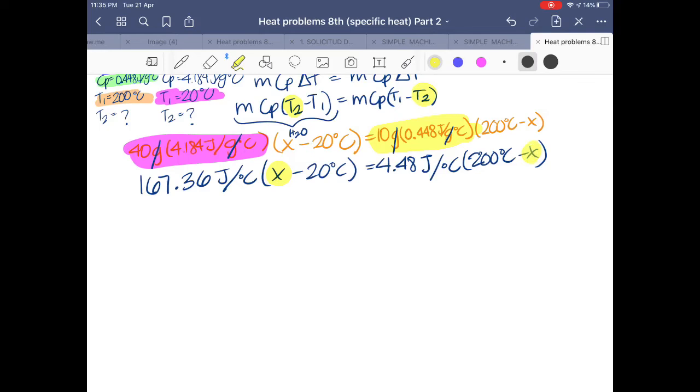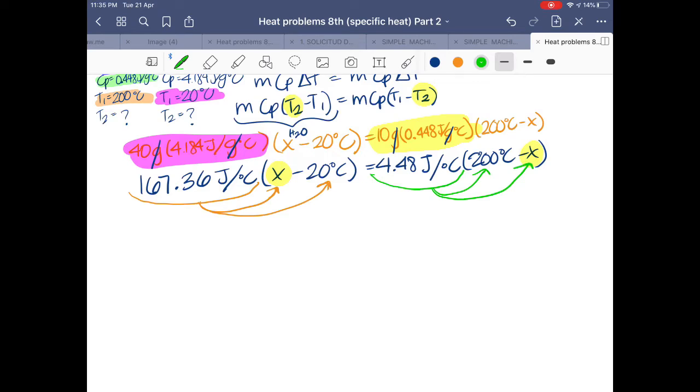Here we have the variable we're searching for. Now, if you remember in algebra how to multiply these type of problems, you will multiply this one times this and this one times this one. The same here. This one times this and this one times this. Okay? So the first one will be 167.36 joules over degrees Celsius x.